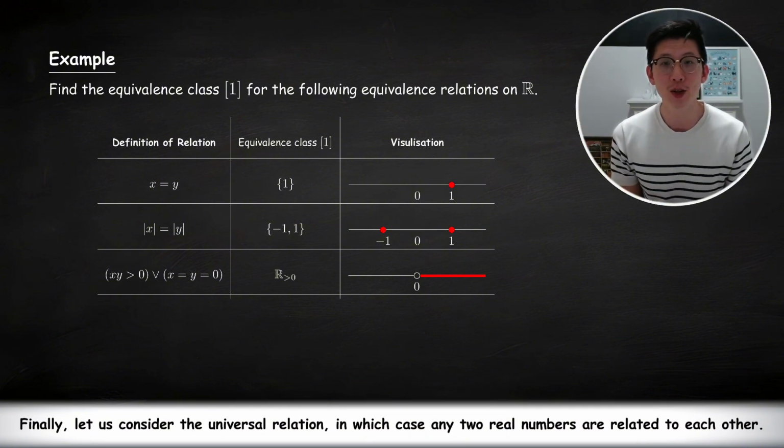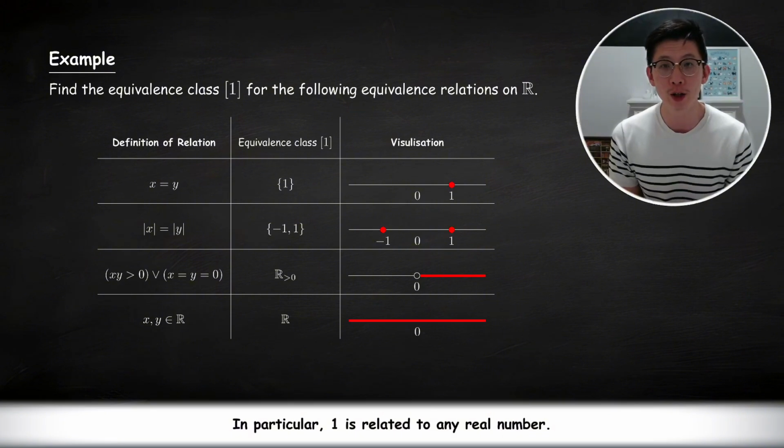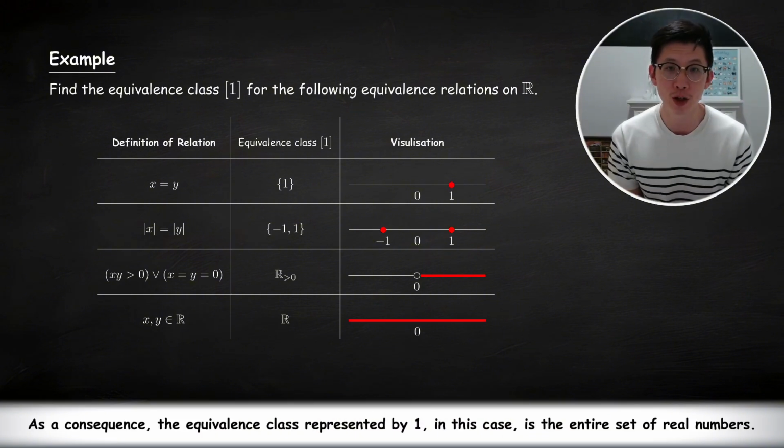Finally, let us consider the universal relation, in which case any two real numbers are related to each other. In particular, 1 is related to any real number. As a consequence, the equivalence class represented by 1 in this case is the entire set of real numbers.